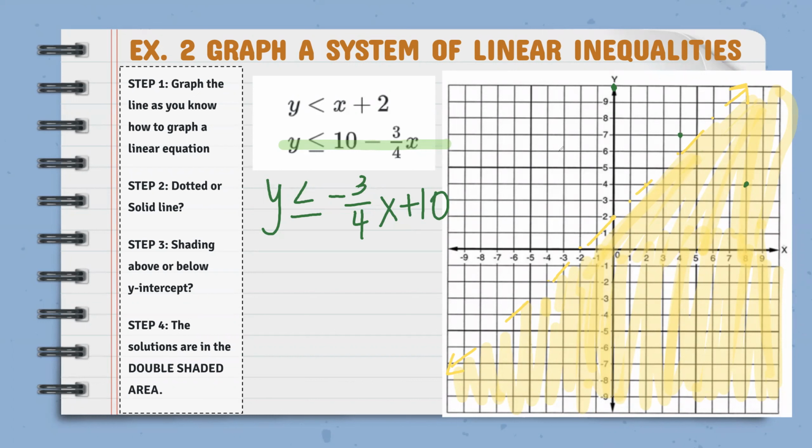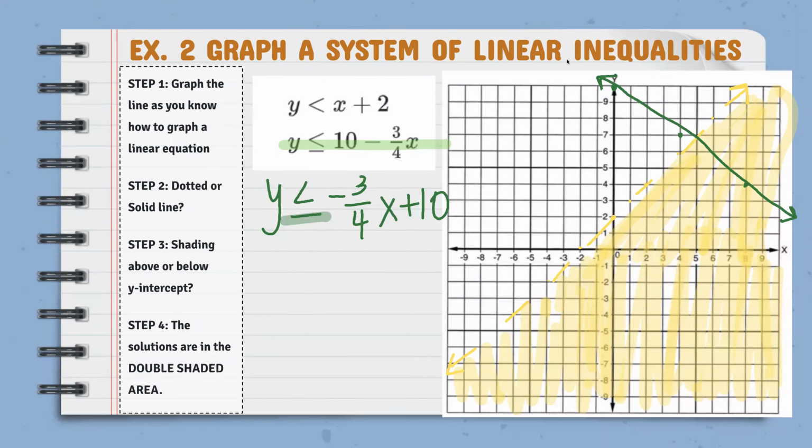Is it going to be dashed or a solid line? Well, a solid line in my inequality means it is going to be a solid line, as best as I can. Again, use a ruler so you don't do that like I did.